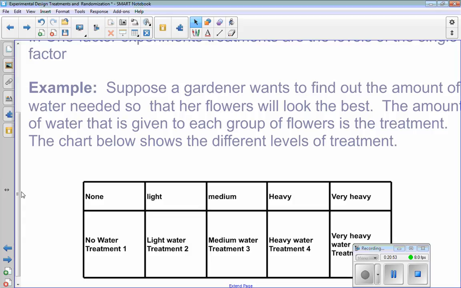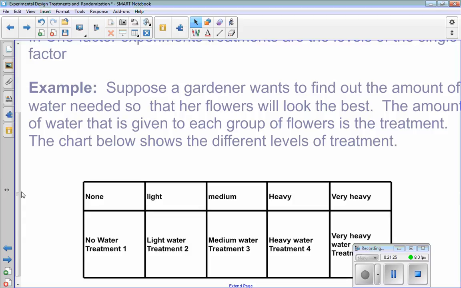So let's say that I want to figure out the amount of water needed so that my flowers are going to look the best. Because I have learned over time that too much water is a bad thing, not enough water is a bad thing. So the amount of water that is given to each group of flowers is going to be the treatment, because that's what I'm imposing on the flowers. I'm giving them water. Water is the treatment. Is it an experiment because of that? Because every time that you are administering a treatment, you have an experiment, no matter what, right? So I have a treatment.